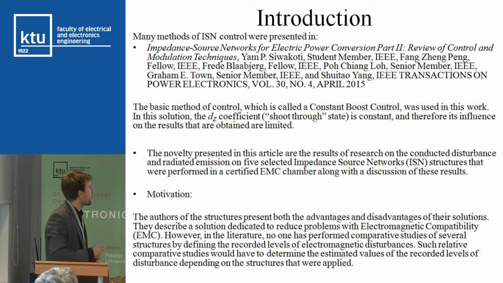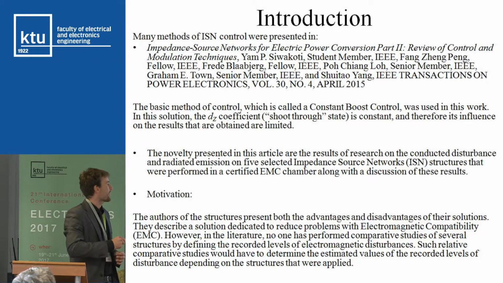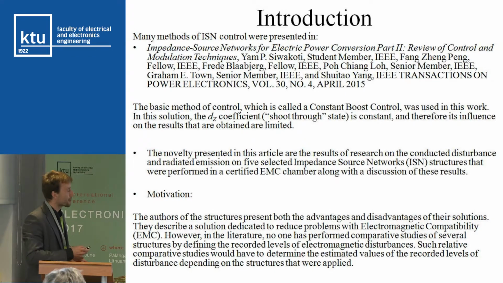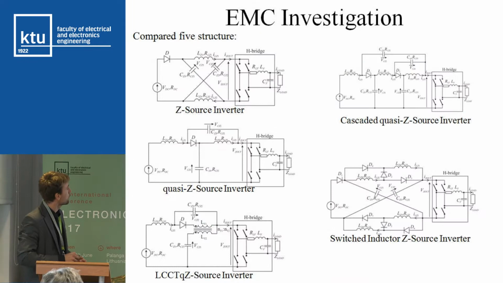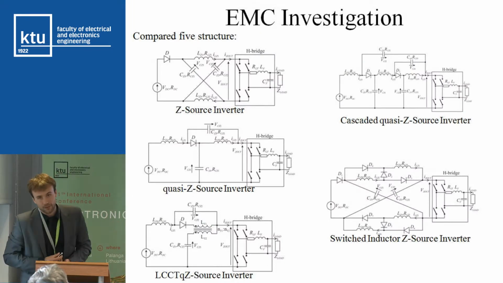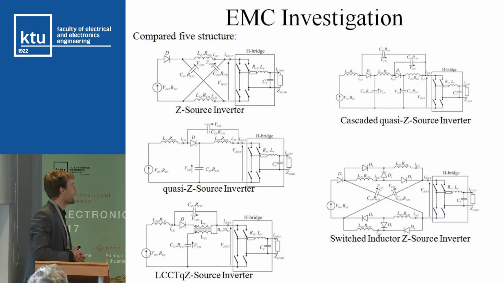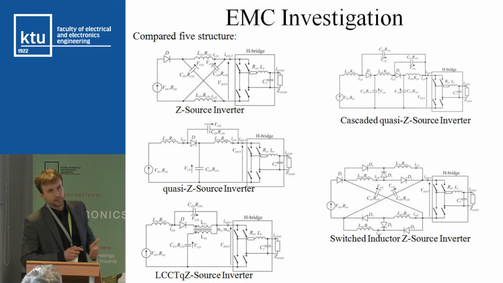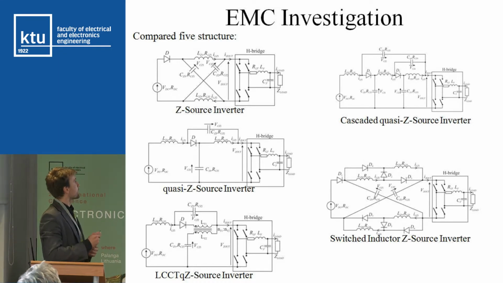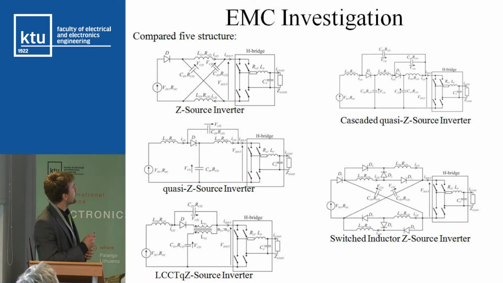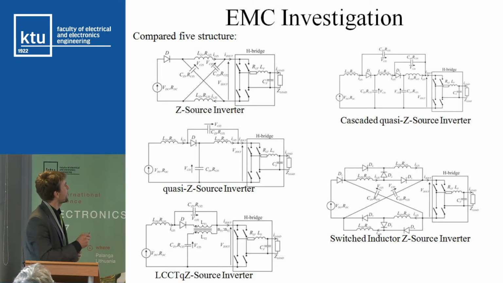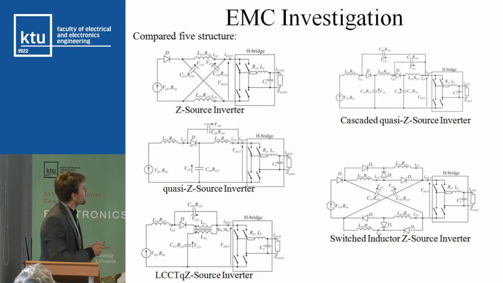This comparison was performed in a certified EMC chamber, along with a discussion of the results. Okay, compare five structures. Why this one? Because this is the first structure, and the simplest. As we can see, it has two capacitors, two inductors, and one diode. This is the Z source.